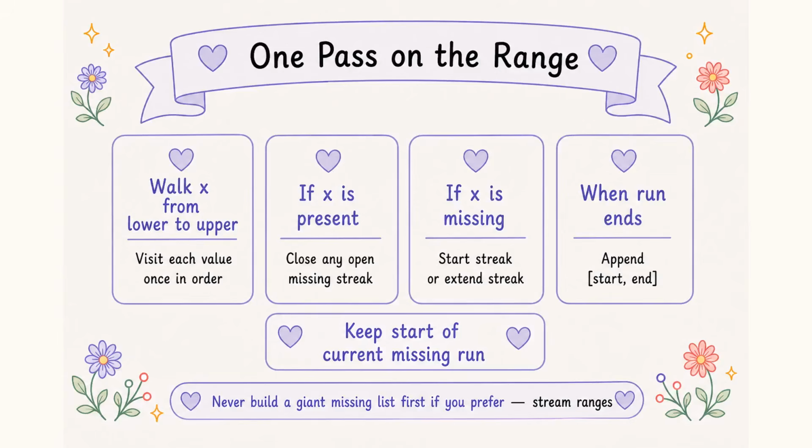We can build ranges in one pass. Walk x from lower to upper. If x is missing, start a streak or continue the current streak. If x is present, close any open missing streak as start to x minus 1. Keep the start of the current missing run. This streams ranges without needing a giant missing list first.